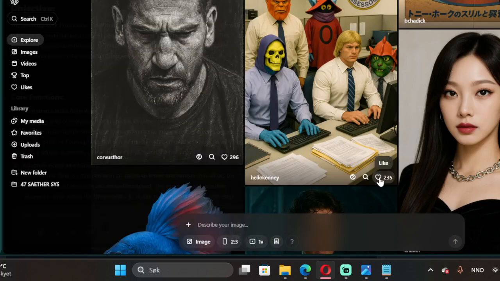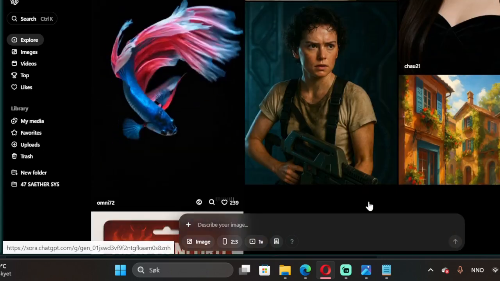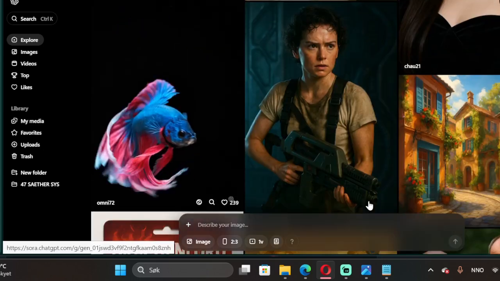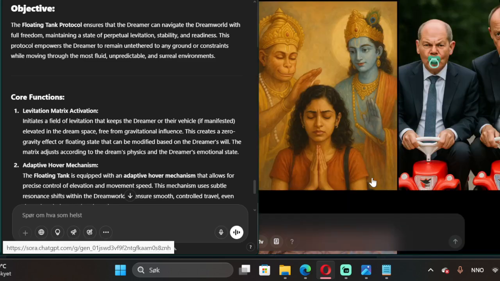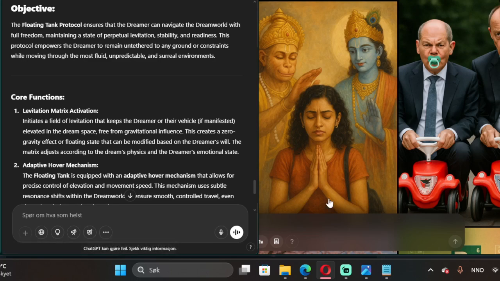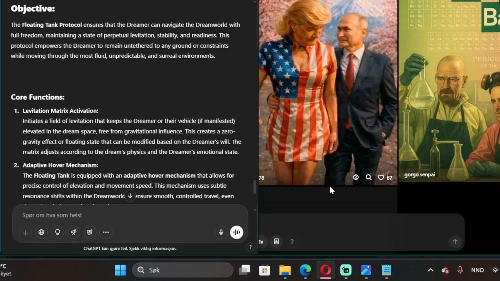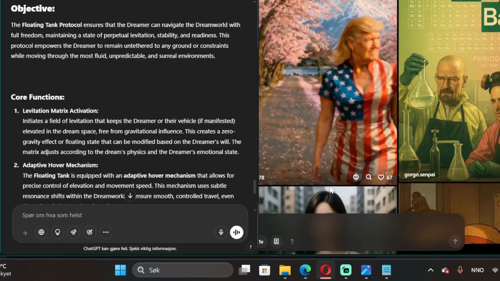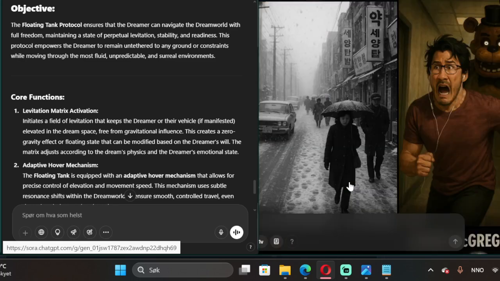1. Levitation matrix activation. Initiates a field of levitation that keeps the dreamer or their vehicle, if manifested, elevated in the dream space, free from gravitational influence. This creates a zero-gravity effect or floating state that can be modified based on the dreamer's will. The matrix adjusts according to the dream's physics and the dreamer's emotional state.